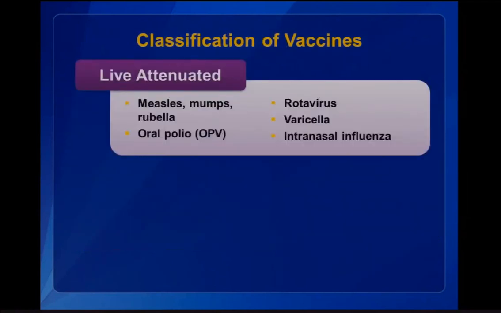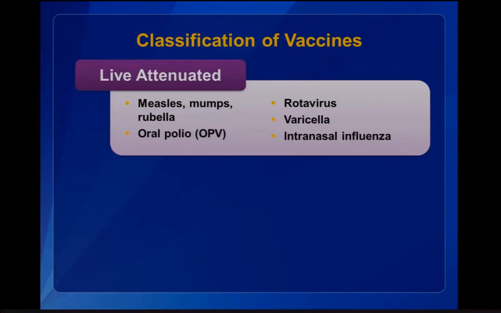And again, now we get into the classification of vaccines. Which ones are live and attenuated versus inactivated vaccines? And so why is this important to know the difference between the live ones and the inactivated ones?